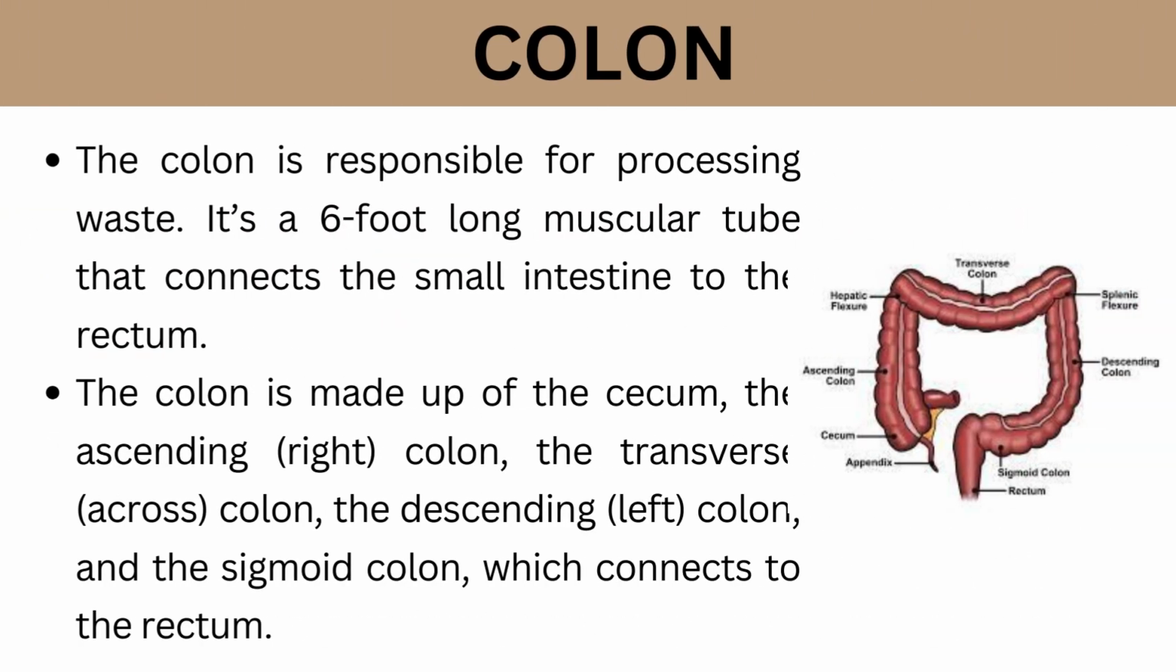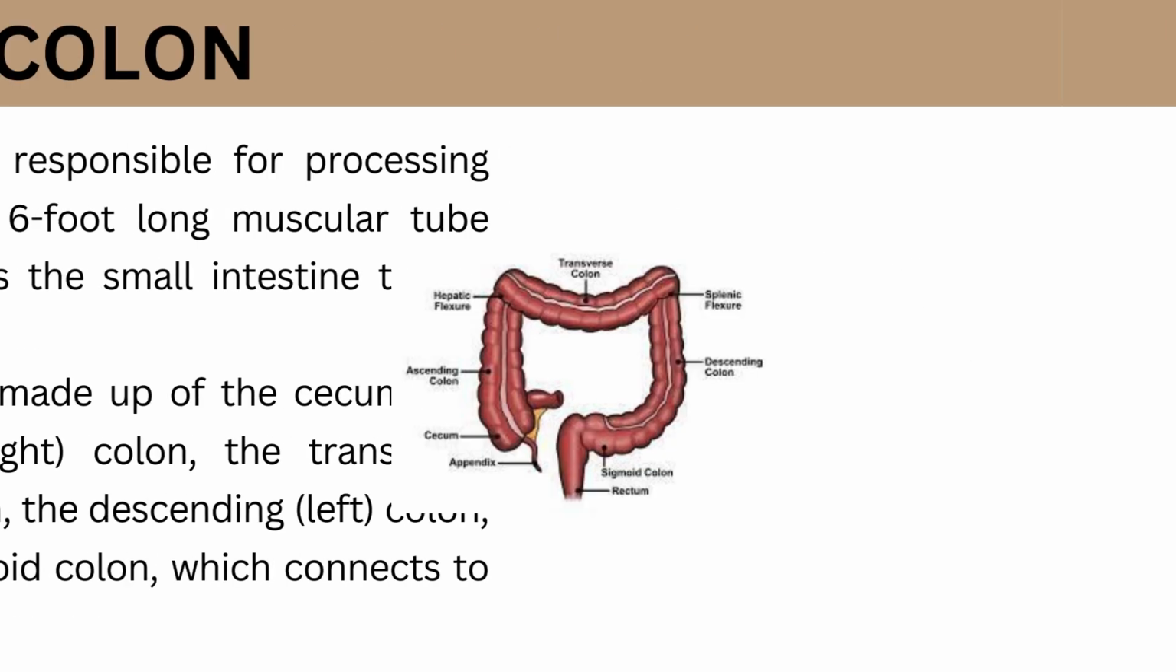The colon is responsible for processing waste. It's a 6-foot-long muscular tube that connects the small intestine to the rectum. The colon is made up of the cecum, the ascending right colon, the transverse colon across, the descending left colon, and the sigmoid colon, which connects to the rectum.